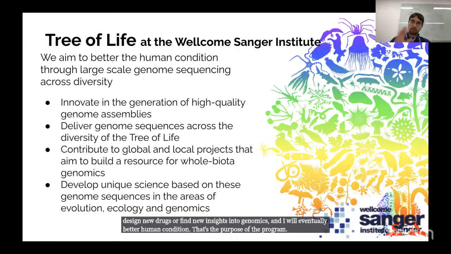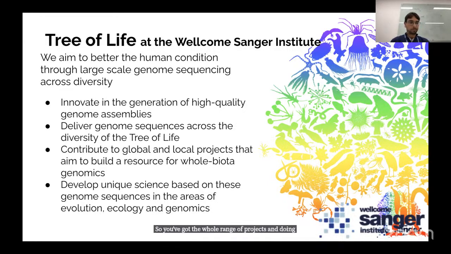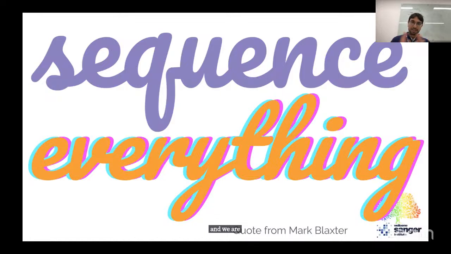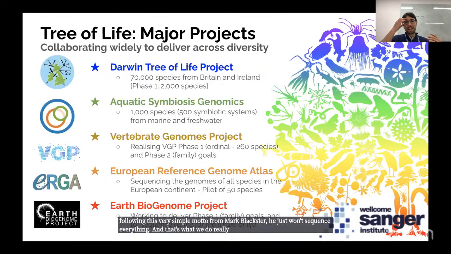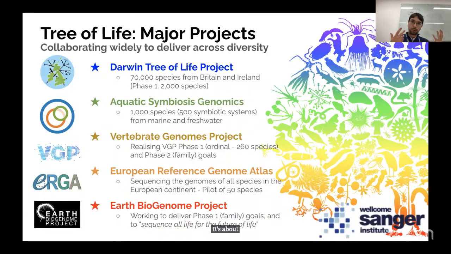We have the whole range of projects doing whole genome sequencing, in specific regions of the world, or specific taxa, or specific ecosystems. And we're following a very simple motto from Mark Blaxter: he just wants to sequence everything. That's what we do really. We are involved in a project that you may have heard of, the Darwin Tree of Life project. It's very well funded and it's about sequencing all eukaryotic species in the UK.